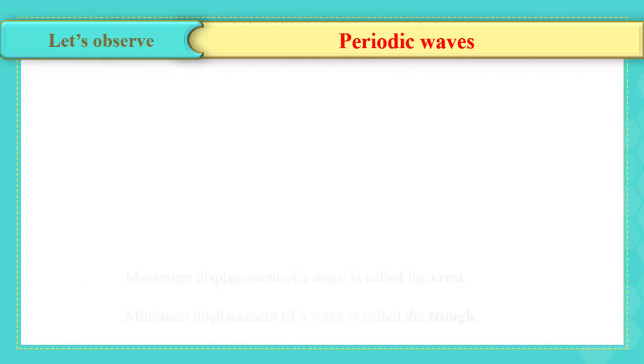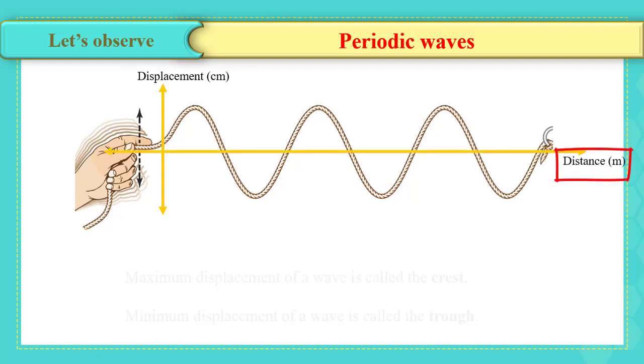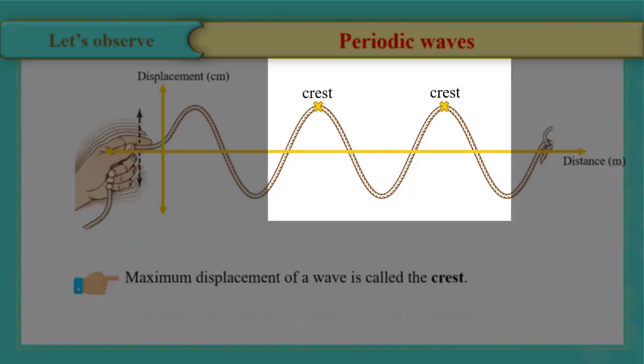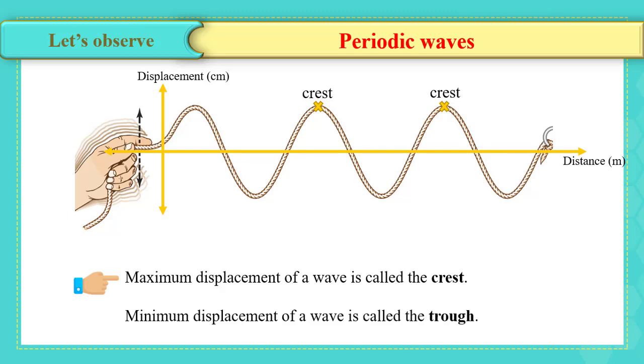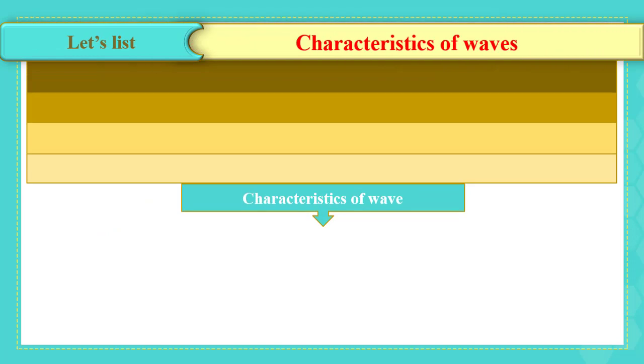This year, we are interested in studying periodic waves. Let's have a look at such waves. The displacement axis represents the direction of the particle's vibration, while the distance axis represents the direction of the wave's propagation. Note that the maximum displacement of a wave is called the crest, while the minimum displacement of a wave is called the trough. Let's now list the characteristics of waves.